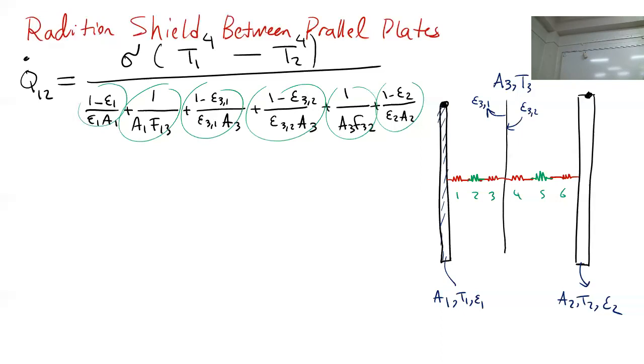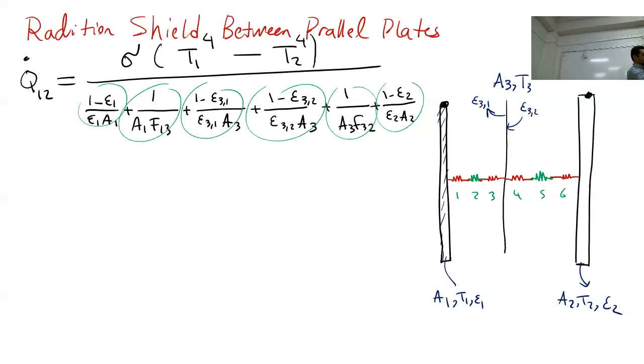So if it's in this format, as long as you can tell what types and how many there are, all you need to know is the emissivity of surfaces 1, 2, 3, the view factors, the areas, and then just substitute and find the net rate from 1 to 2.